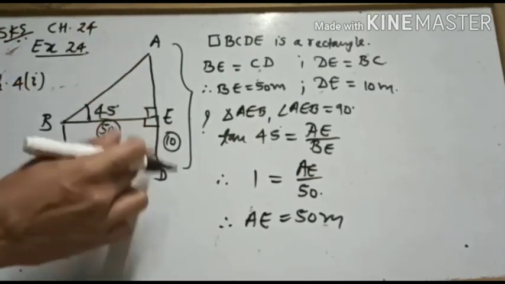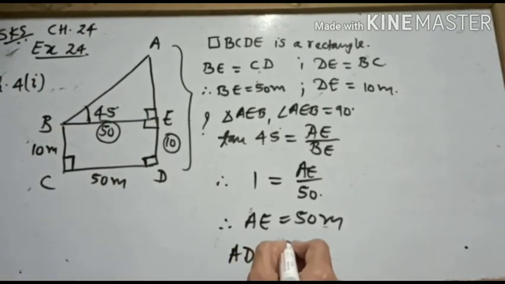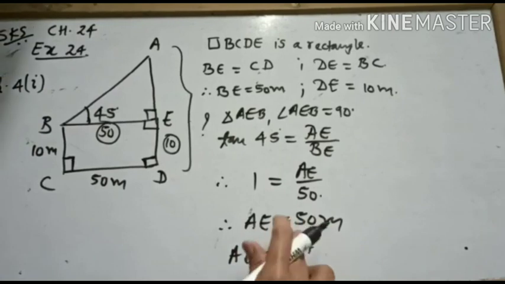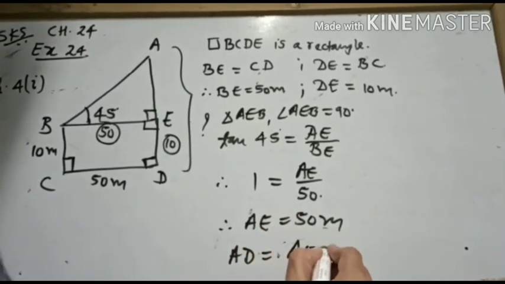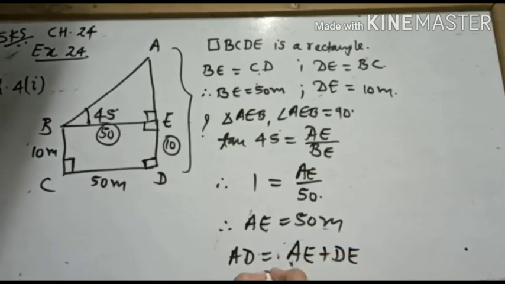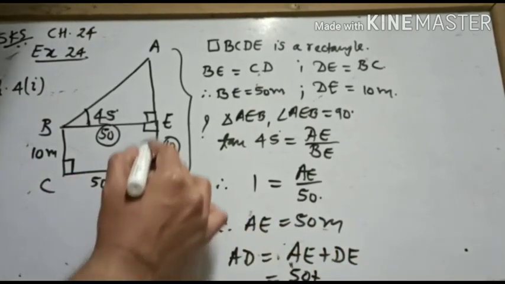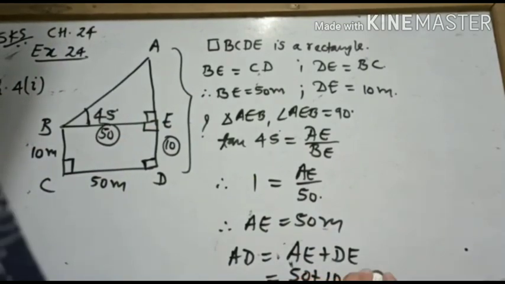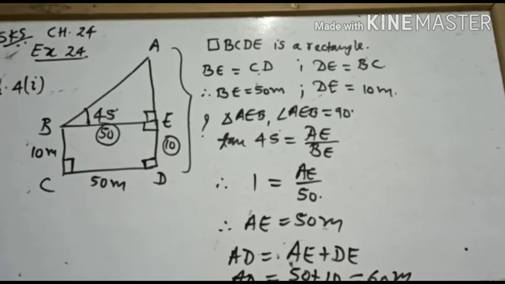The question arises, sir, AD is asked. Not to worry about it. AD is nothing else but AE plus DE. Dear friends, just check it out. AE value is 50 and DE value we calculated as 10. So the final answer will be equal to 60 meters. Hence AD value is 60.